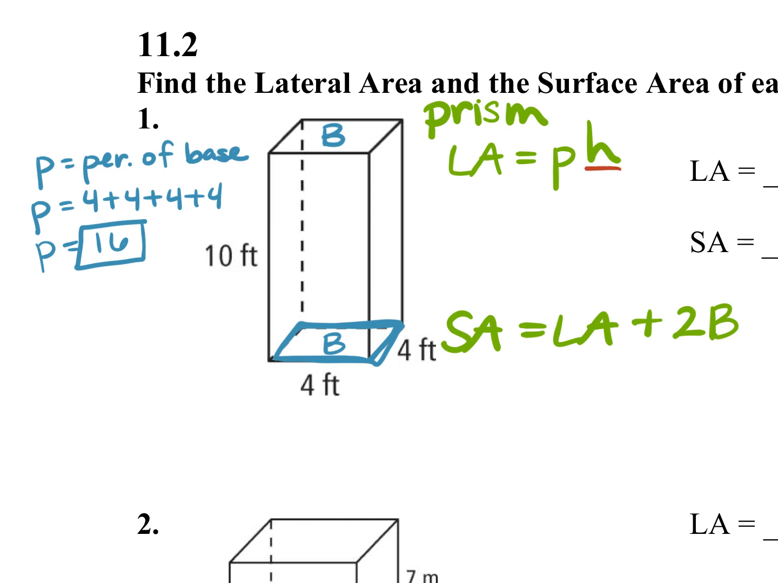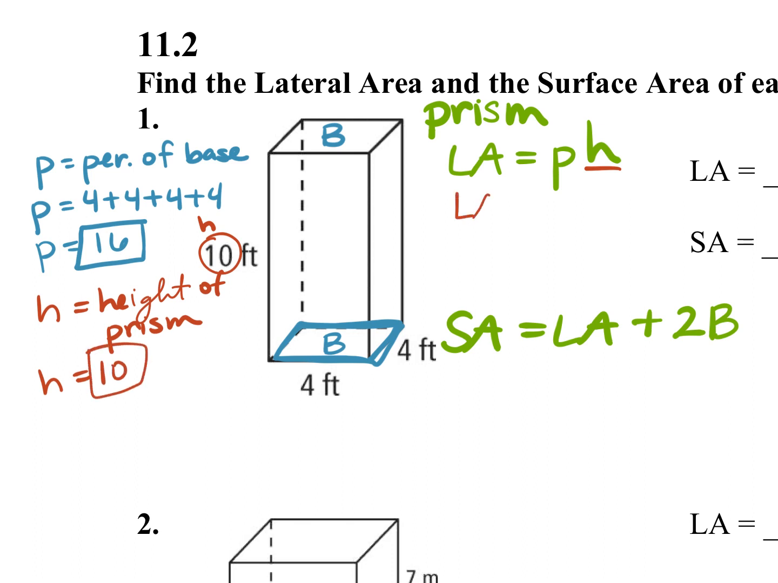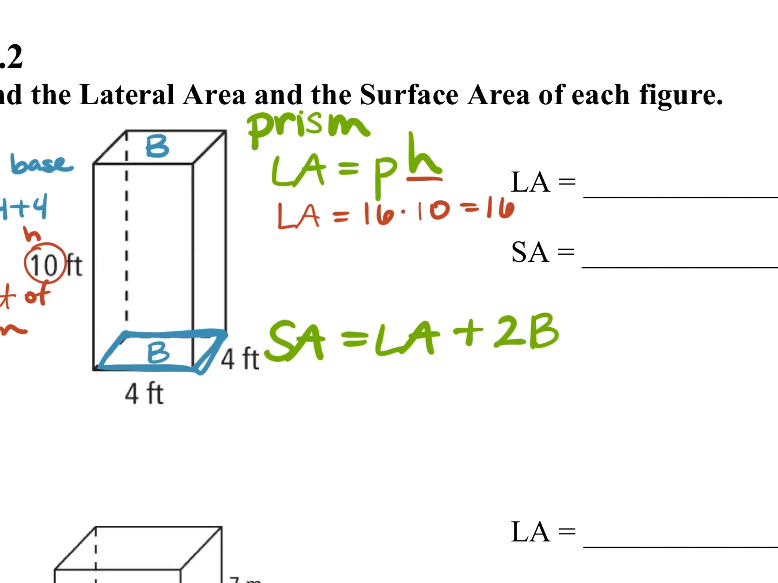Then there's this H. What does the H stand for? Height. Of what? The prism. Height of the prism, height of the figure, okay? So if we're looking for the height of the figure, what's that number? 10. That's the 10. This is your H. Okay, so I know P and I know H, so that means I know my lateral area. The lateral area is what times what? Times, right? 16 is P, 10 is H, so I get a lateral area of 160.